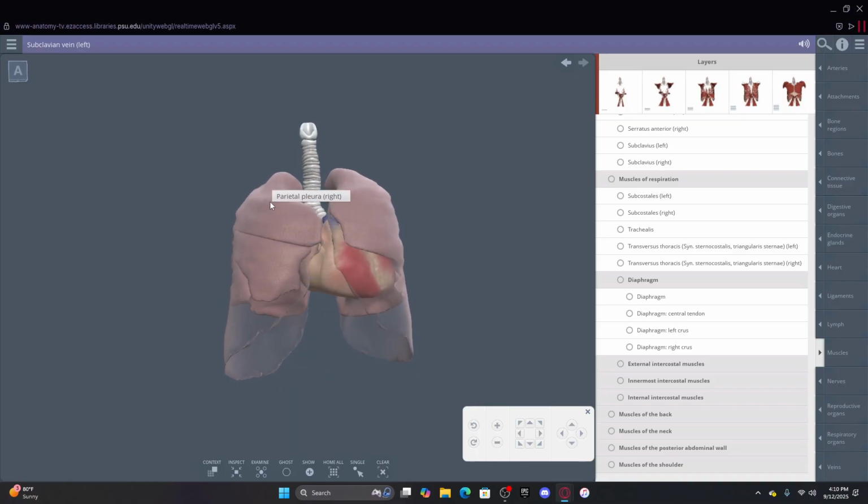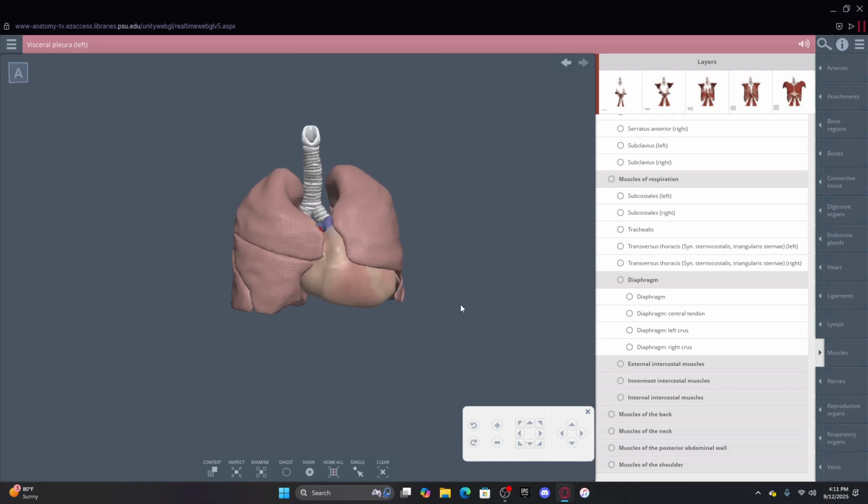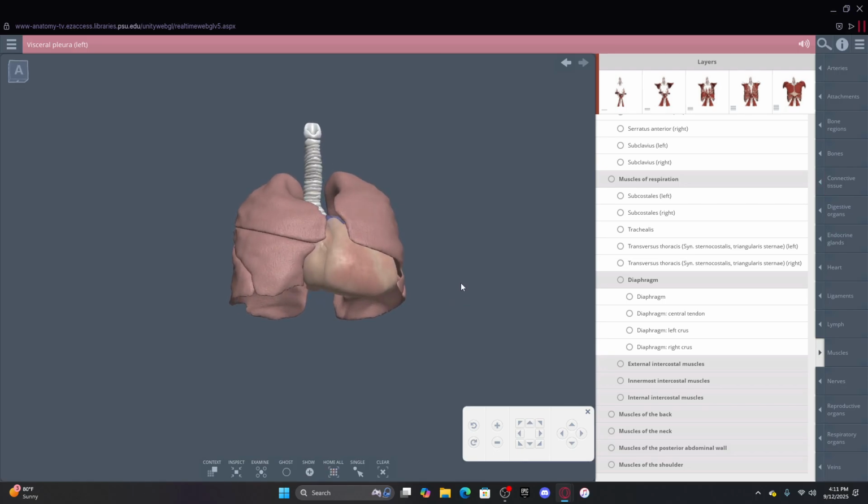I just want to show you guys the visceral and the parietal pleura. So we have first the parietal pleura on the thoracic wall. And then we have the visceral pleura directly adhered to the surface of the lungs. So parietal, visceral pleura. Then we have the trachea here. So this structure here is the trachea.